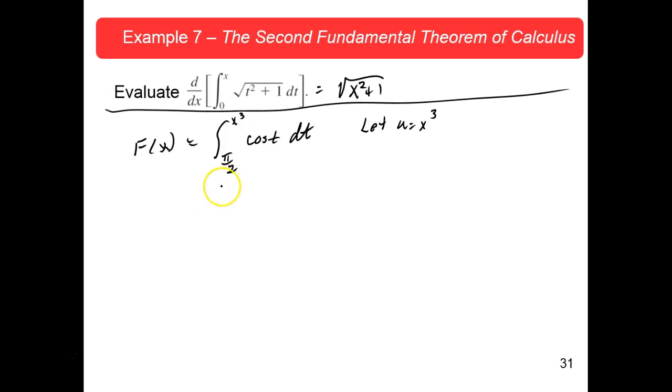Okay, let's just do with this. Then this expression here becomes the integral from pi halves to u of cosine t dt. Now, if what we're looking for was the derivative of that, what would the derivative of this be? We just did it up here, or something very similar. That would be cosine u, right? But u is x cubed.